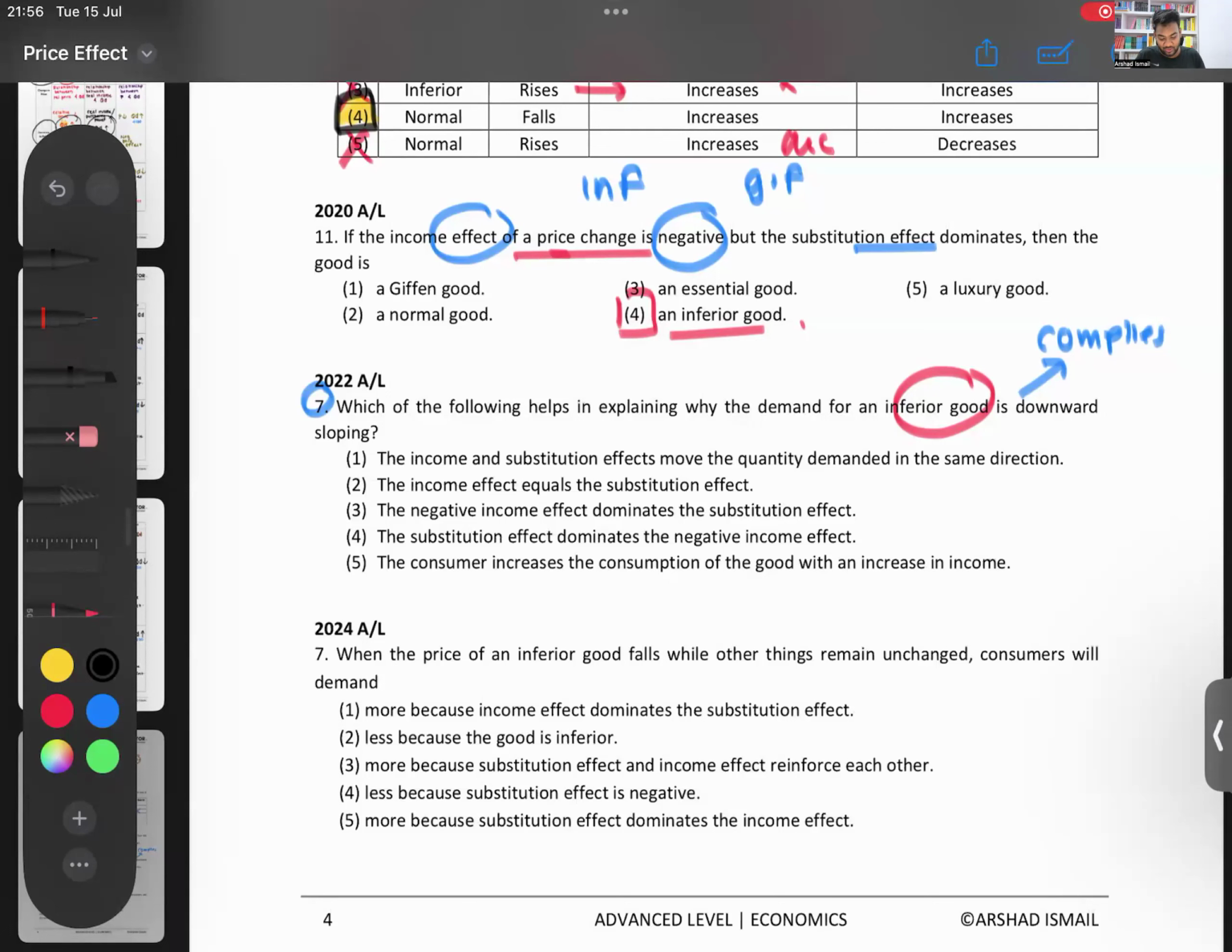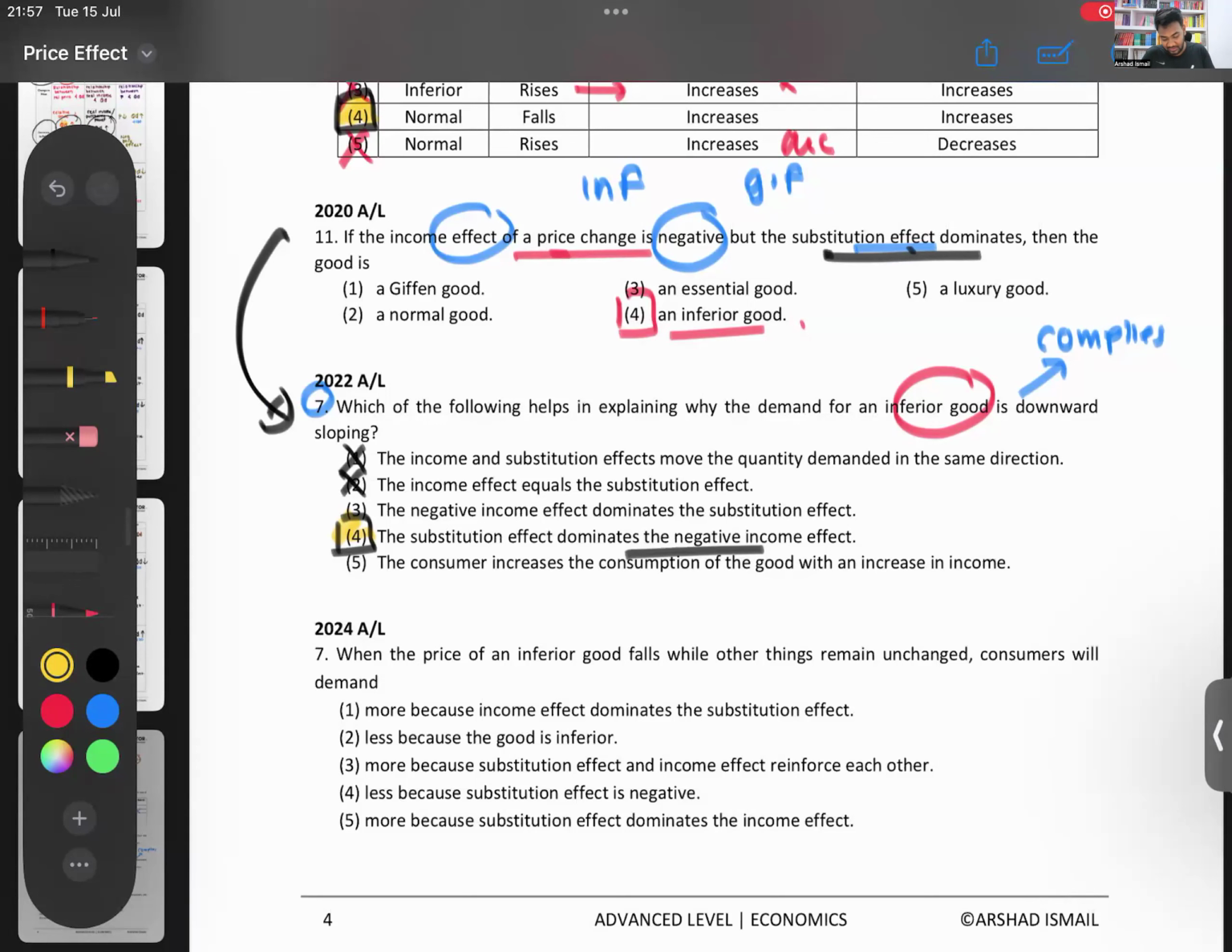So for inferior good, does the QD move in the same direction? No. Substitution effect says increase, income effect says decrease. So this one says increase, that one will say decrease. It goes on the other side. Then income effect and substitution effect equal? No. Which one is more powerful now? The inferior good, I told you. That's what we had in 2020 paper also. The same thing they are testing in a different way. Which effect is more powerful? Substitution effect is more powerful. So answer is number 4 then. Substitution effect dominates the negative income effect. Answer number 4. That's 2022.